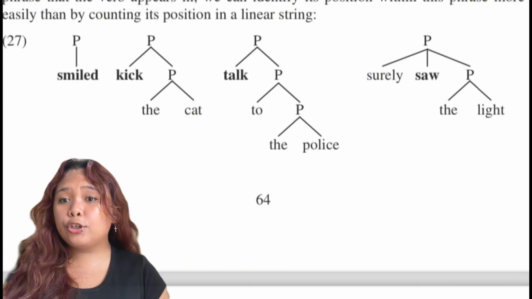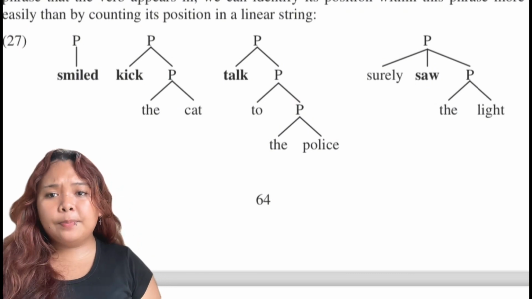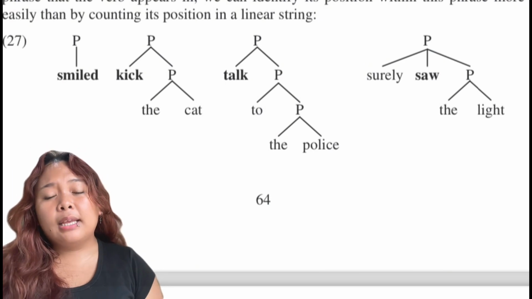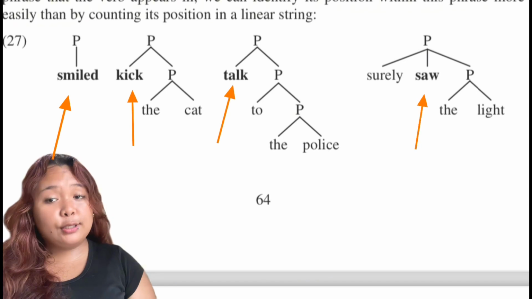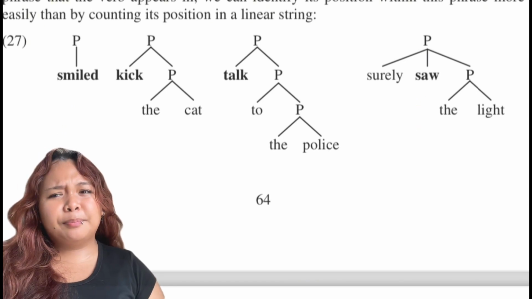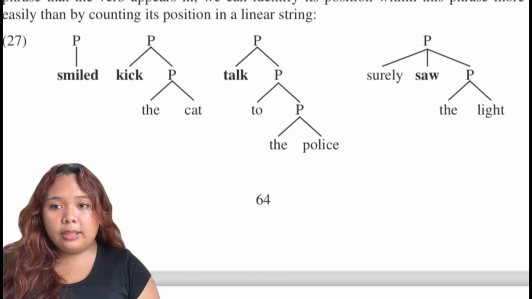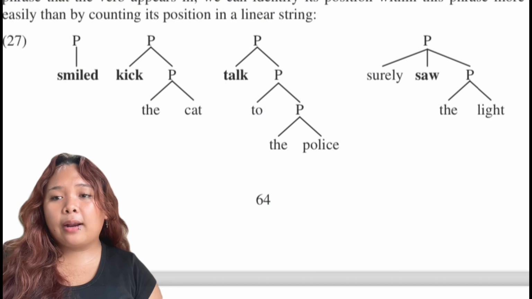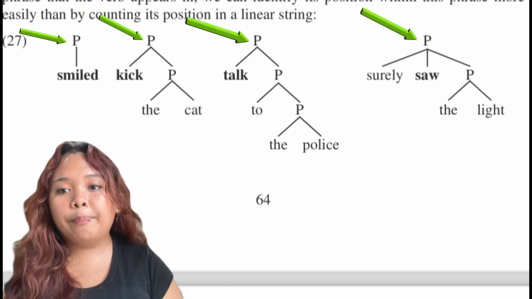Here, each tree represents a simple sentence or phrase. The verbs are bolded in each case, which are smiled, kick, talk, and saw. Notice something interesting? In each tree, the verb is always in the same structural position. It comes directly under the main phrase node, labeled P, there.